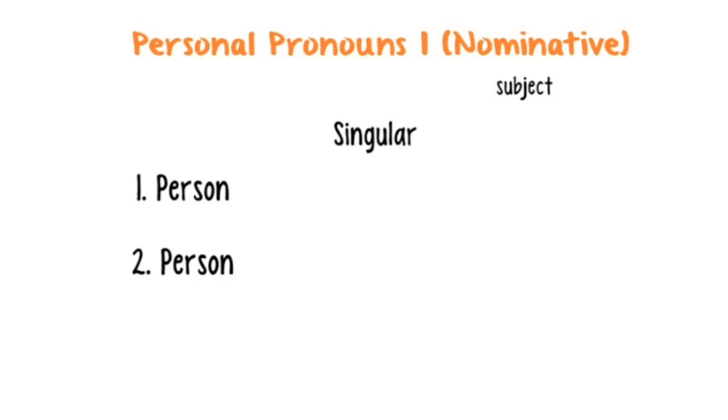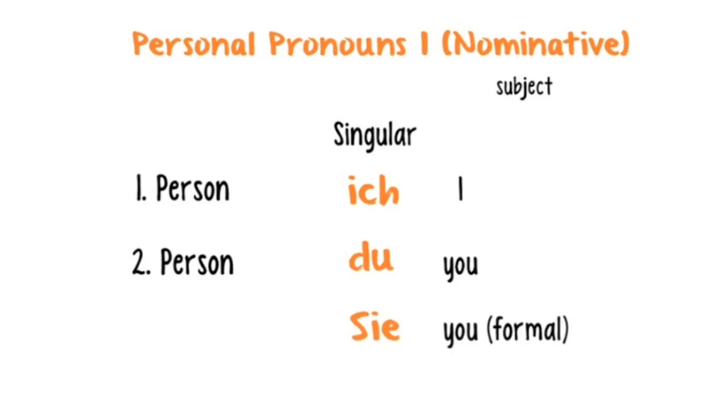This form in the first and second person. In the first person, we have the word ich, which is equivalent to I. In the second person, we have the word du, which means you. If you want to address someone in a formal way, in German we also have the word Sie, which means you. Ich, du, Sie.